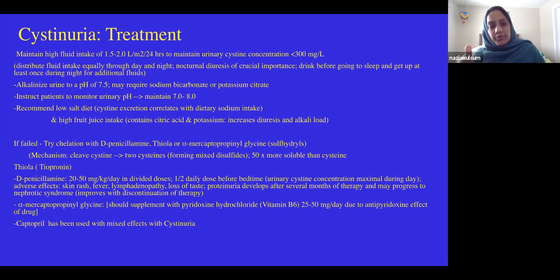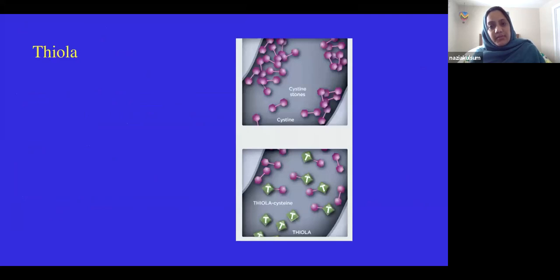So Thiola, or tiopronin, is probably the most commonly used medication for cystinuria. What it does is it replaces the two cystines that are bound by the bond. It replaces it with Thiola, and essentially it doesn't let them join together and form a stone. If you have cystine, then they will all accumulate and form a stone, whereas in this case the Thiola actually repels them apart, so they don't precipitate.